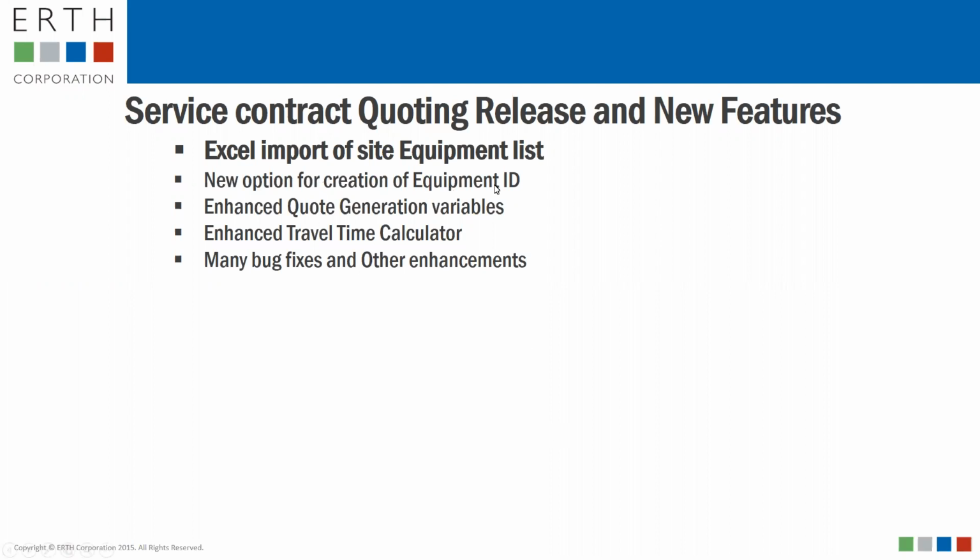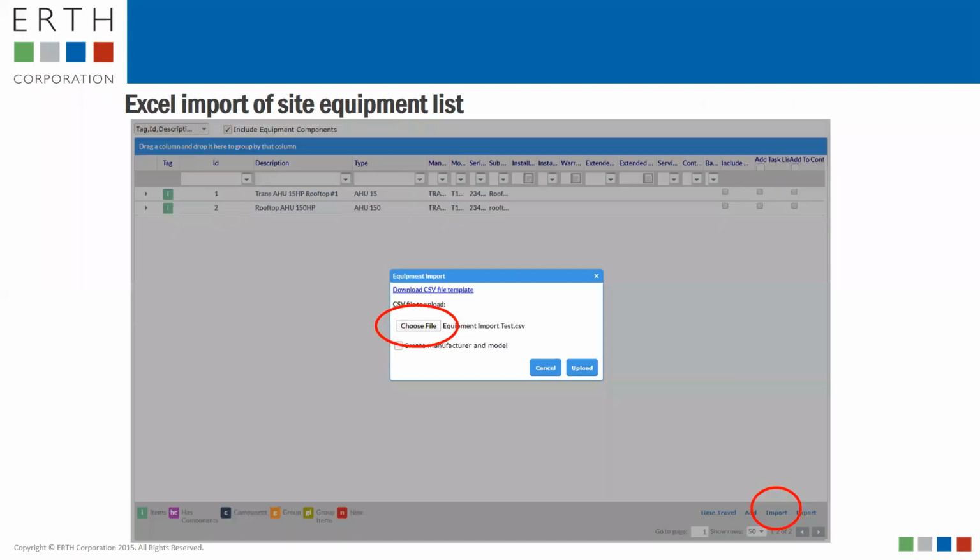Another option for creating equipment IDs and mass creating them, again, through this new Excel import, which I can show. Enhancements to quote generation variables, making more available, more flexible, more options for manipulating that data. Enhancements to the travel time calculator, where it'll actually only apply the travel time to the months that have a task scheduled, and updating accordingly, and then many other bug fixes and other enhancements.